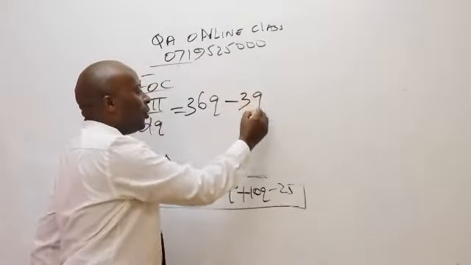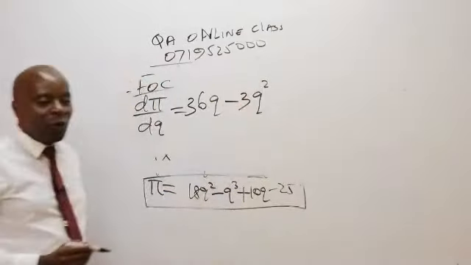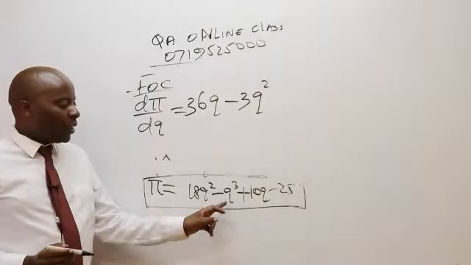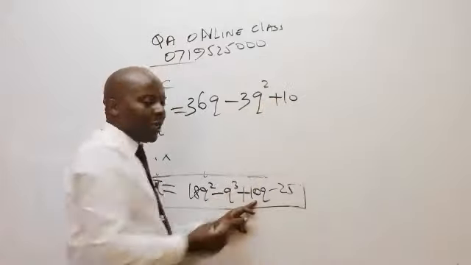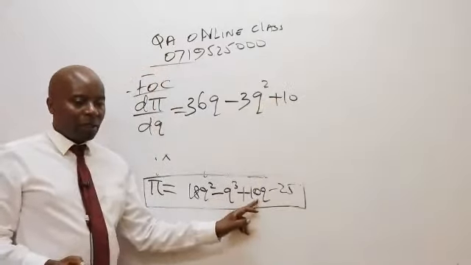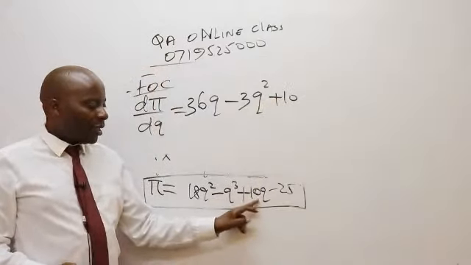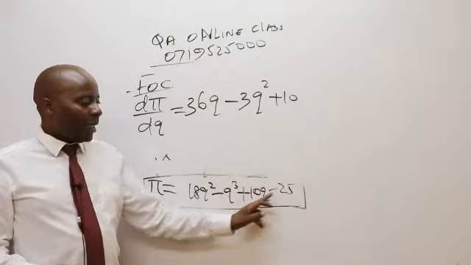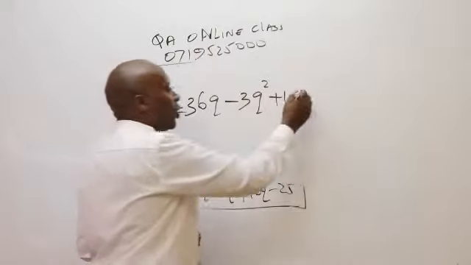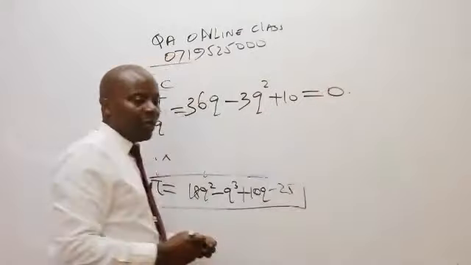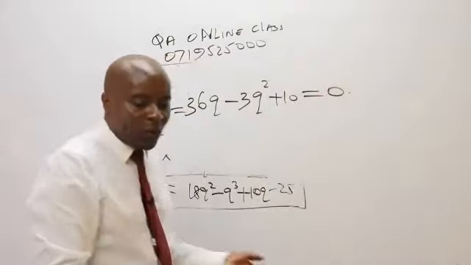So 3q raised to a new power there, which will be the reduced power, which will be 2. Plus, of course, this ultimately will end up giving me 10. Minus 25, of course, 25 is a constant. That disappears. So this one here equals what here, somebody? Equals 0, like that. And there we are.